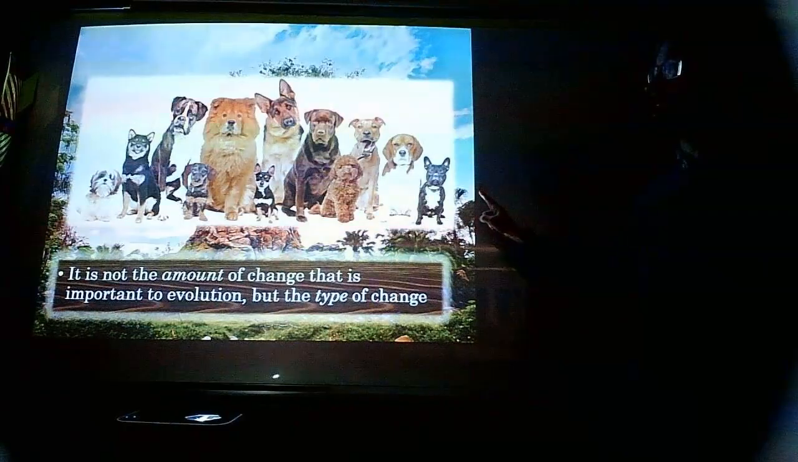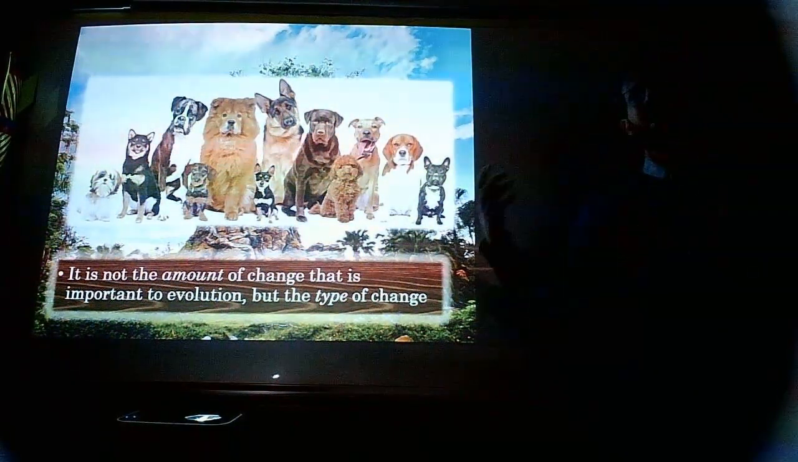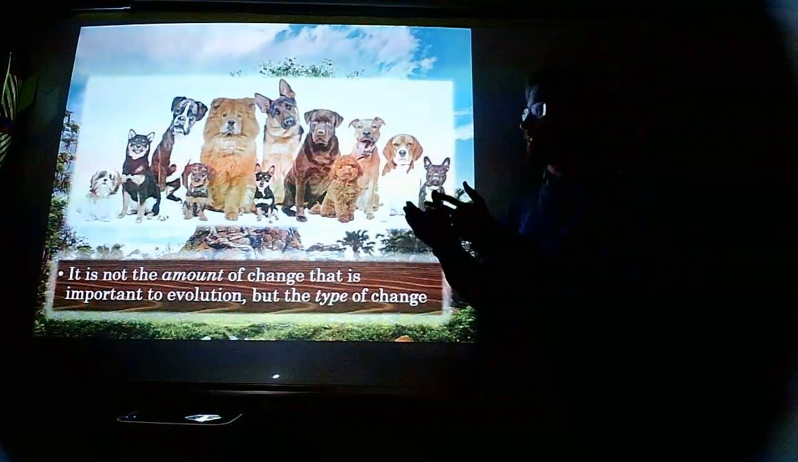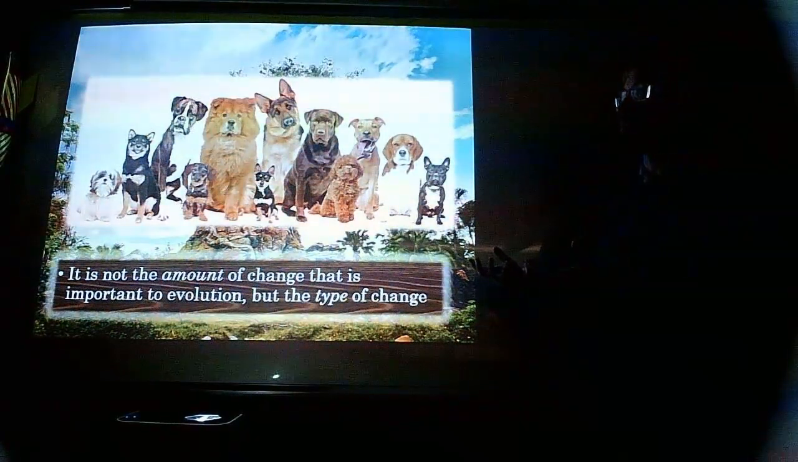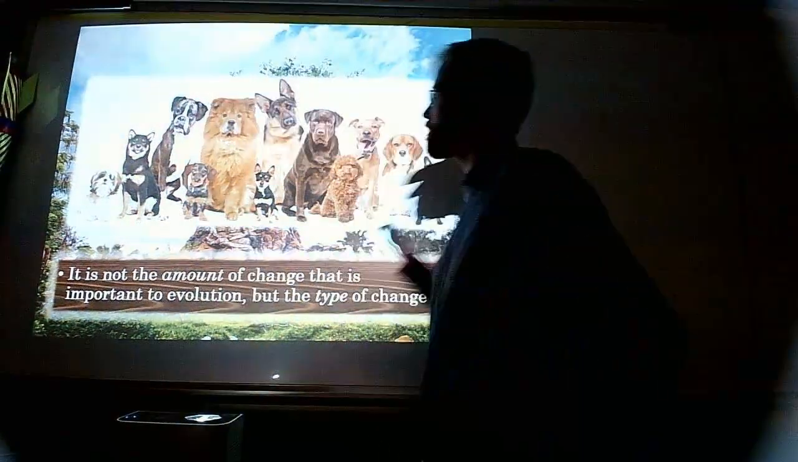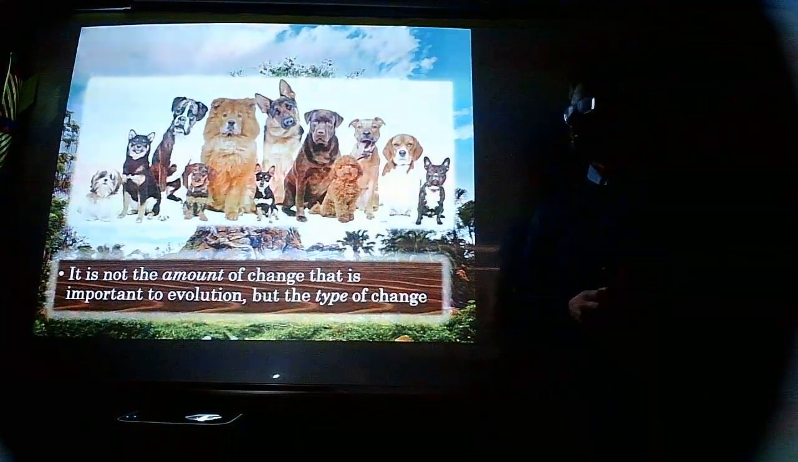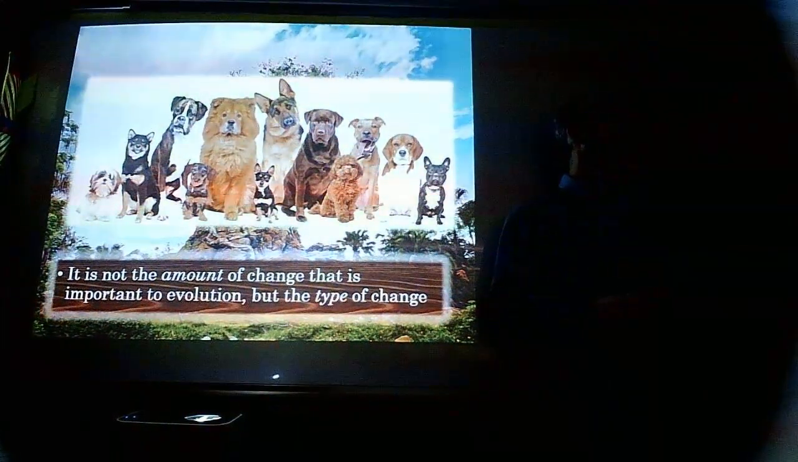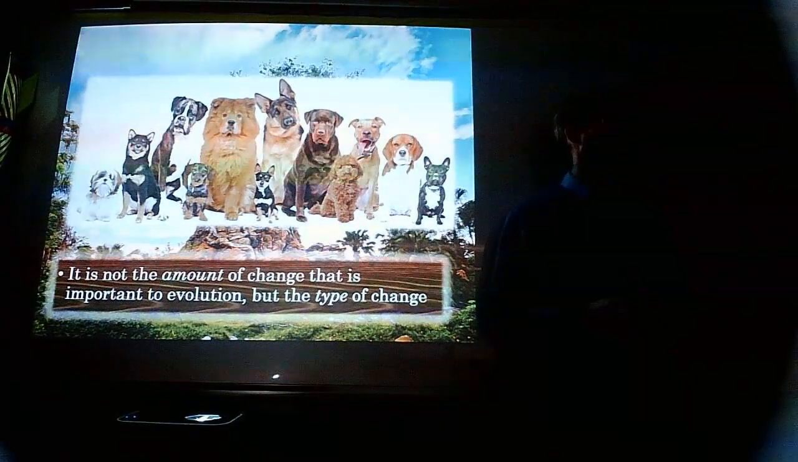And you can see what happened over just a couple different types of dogs that existed 200 years ago, just selectively breeding them over the last couple centuries, you have this huge variety of different types of dogs. So natural selection can give you lots and lots and lots of change. But what it can't ever get you is something that's completely different.